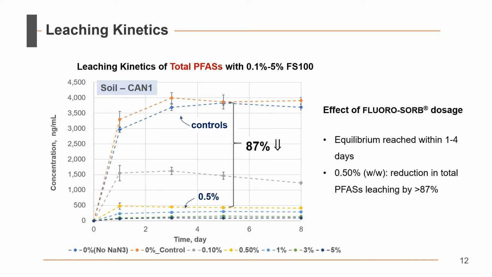The dosage we use is between 0.1% to 5%. This is relative to the mass of soil. For 0.5%, that means for every 5 gram of soil, you need to add 25 milligrams of FLUORO-SORB 100. So it's a pretty low dosage. But very clearly, when we start to increase the amount of sorbent, you can see the lines getting lower and lower. And for 0.5%, a low dosage, the total PFAS reduction was more than 87%.